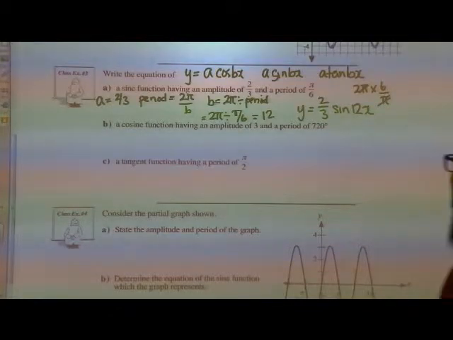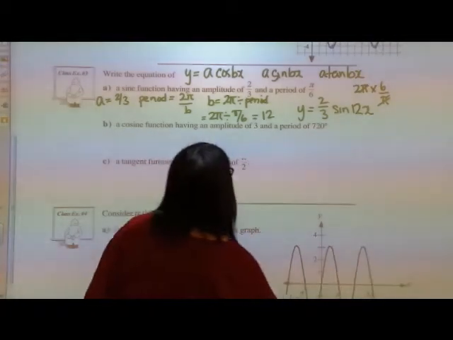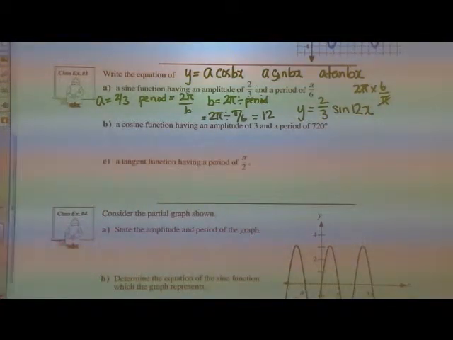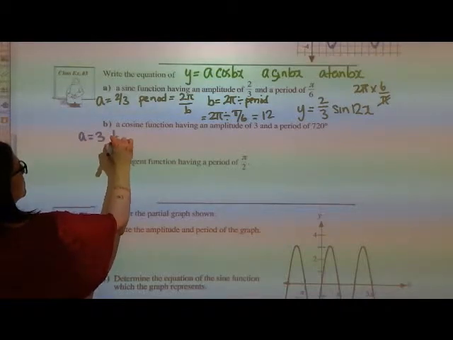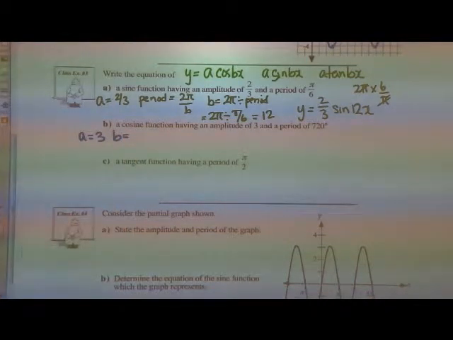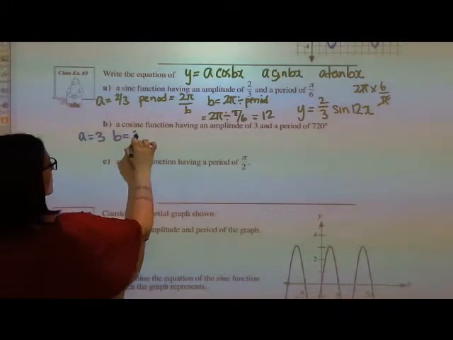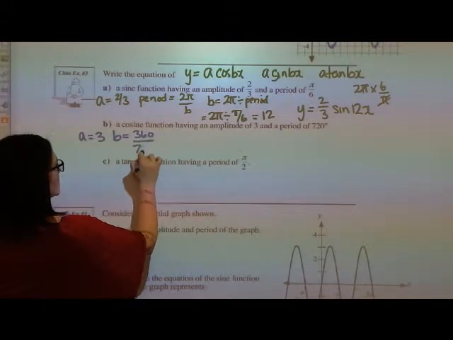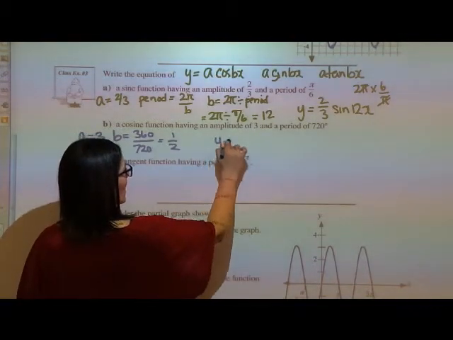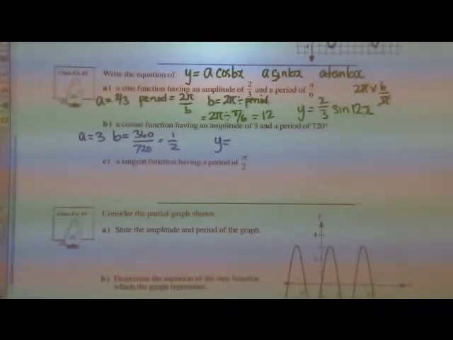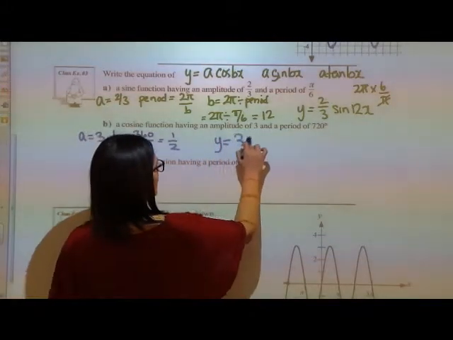Okay, cosine function has an amplitude of 3 and a period of 720. So what would be the value of a? 3. What would be the value of b? 1/2. And how'd you get 1/2? 360 divided by 720. So then my equation would be y equals 3 cos 1/2x. Good.